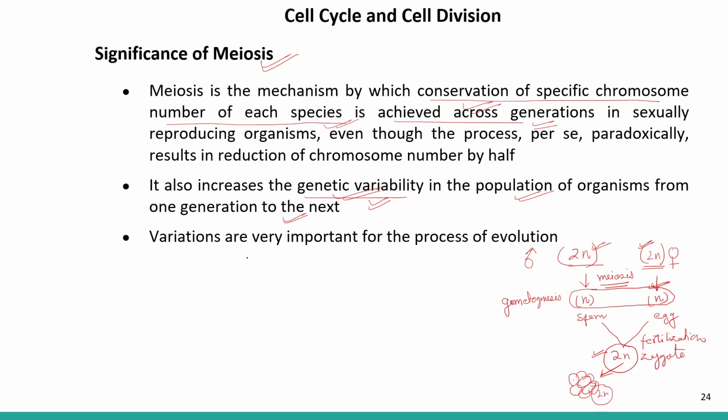Okay, so variations are very important for the process of evolution. So we have seen that in evolution, how the new characters come, that is because of the variation. And how does the variation come? Because of this genetic variability, because of the recombination process. Okay, so this is all about meiosis.